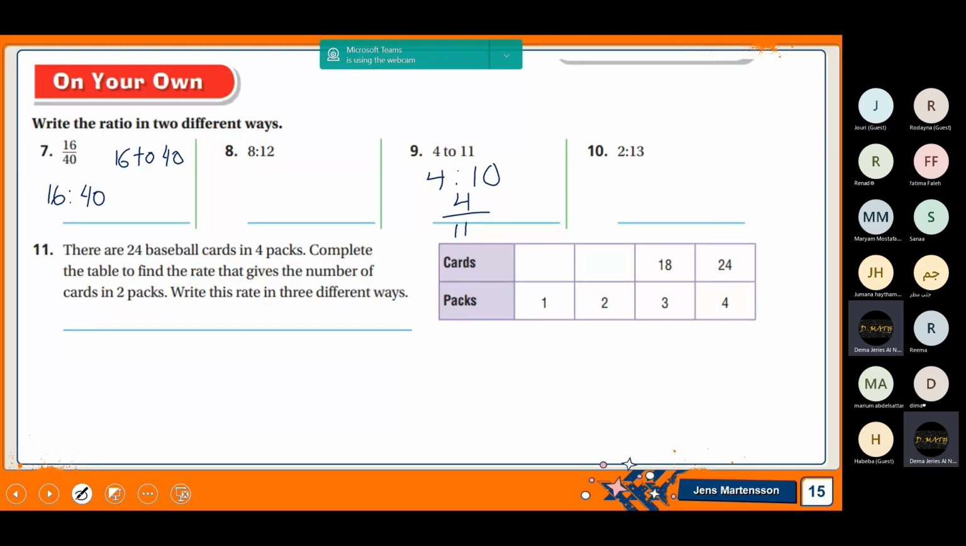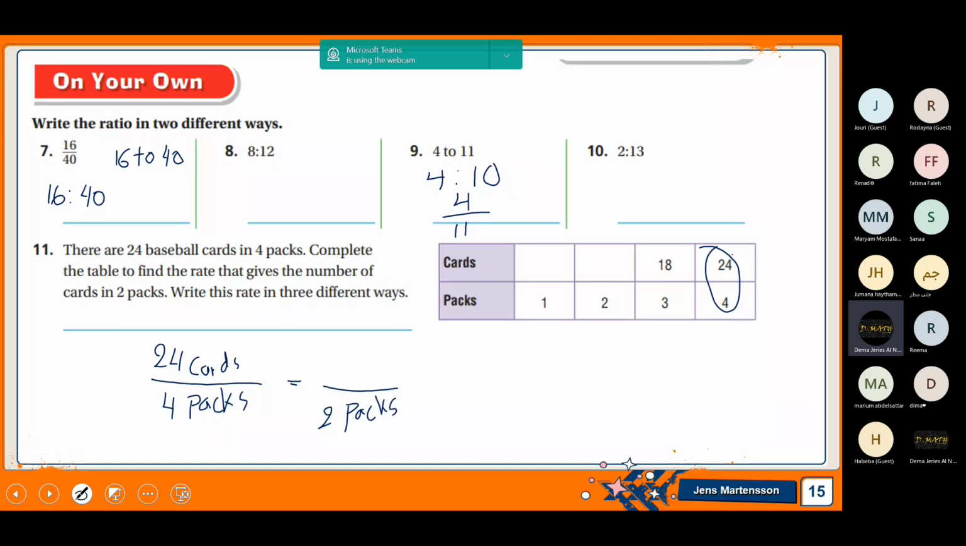There are 24 baseball cards in 4 packs. Complete the table to find the rate that gives you the number of cards in 2 packs. Now, 24 cards per 4 packs. Now, if I'm asking you to find its equivalent, but now in 2 packs, what do you have to do?